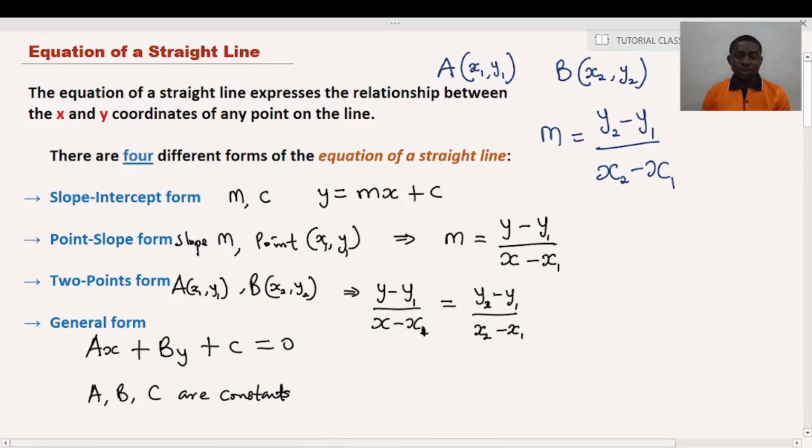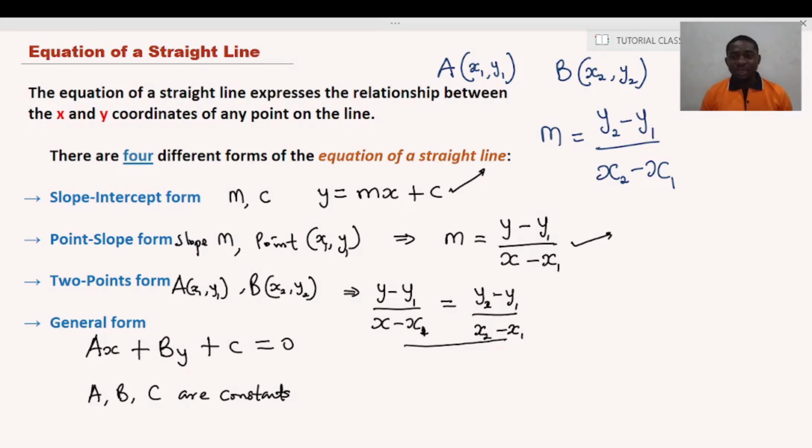When we have the slope and the intercept given to us, we make use of this. When we have the slope and a point given to us, we make use of this formula. When we have 2 points on the line given to us and we need to determine the equation of that line, we make use of this formula. And this is the last part, the general form: whenever we are given the equation of a line in this form, it helps us to determine the gradient as well as the intercept of that line.